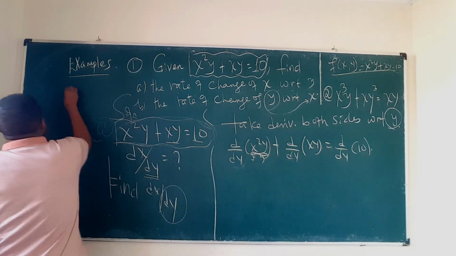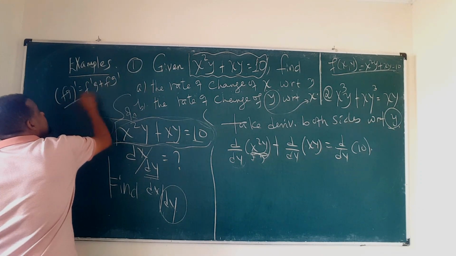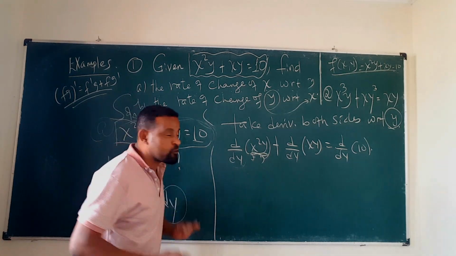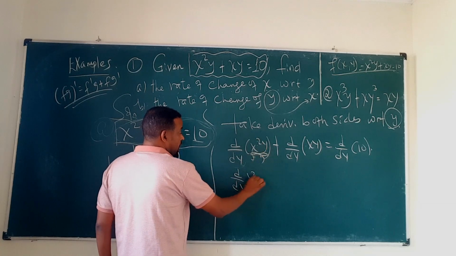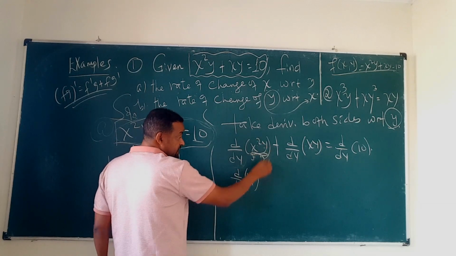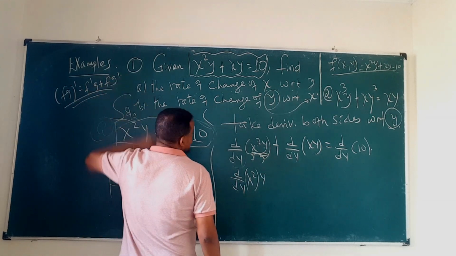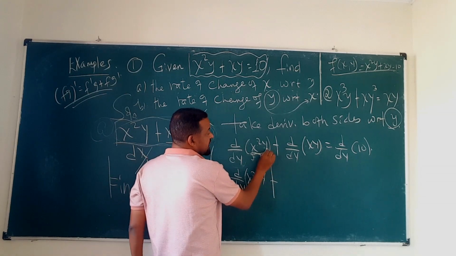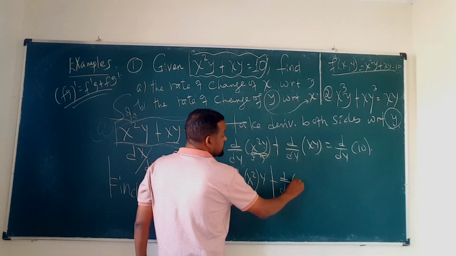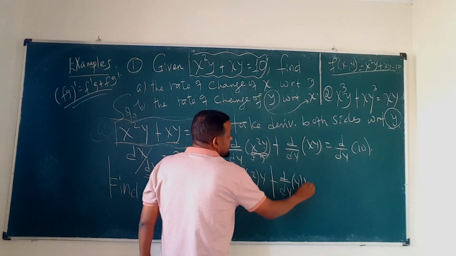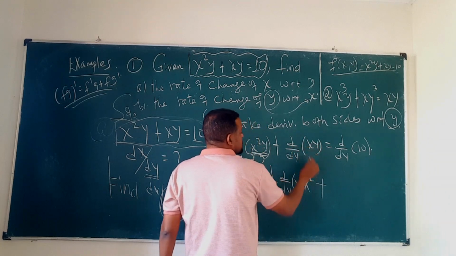So the product rule. What's the product rule? The derivative of f times g is f derivative times g plus f times g derivative. Using the product rule, d by dy of x squared: first x squared is differentiated, then y continues as it is, plus, okay, next we take the derivative of y, that is d by dy of y, with x squared unchanged.